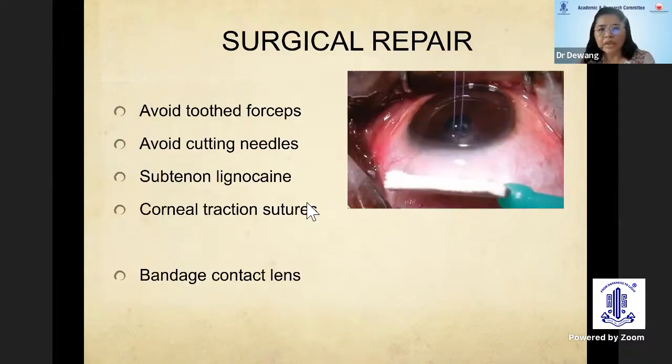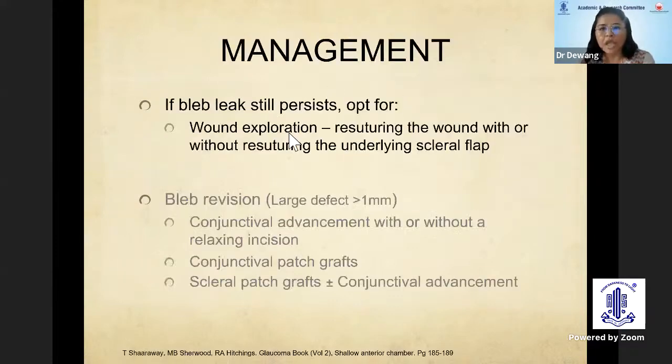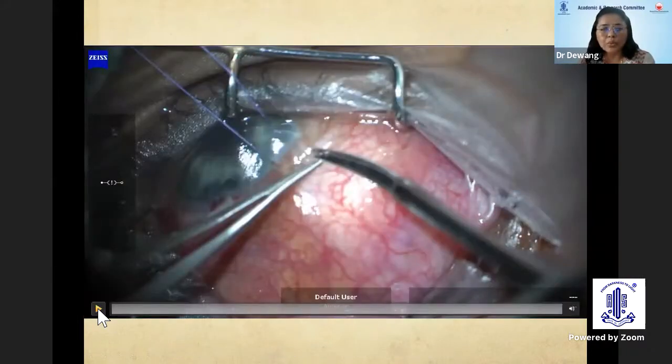During a surgical repair, we prefer to do it under a peribulbar block. However, these eyes may be severely hypotonous, and therefore subtenon lignocaine can be given on table. We avoid toothed forceps, we avoid cutting needles, and preferably do a good exposure of the bleb using corneal traction sutures. And even after all this conservative management, if the leak does not stop or the bleb doesn't heal, we should always do a wound exploration.